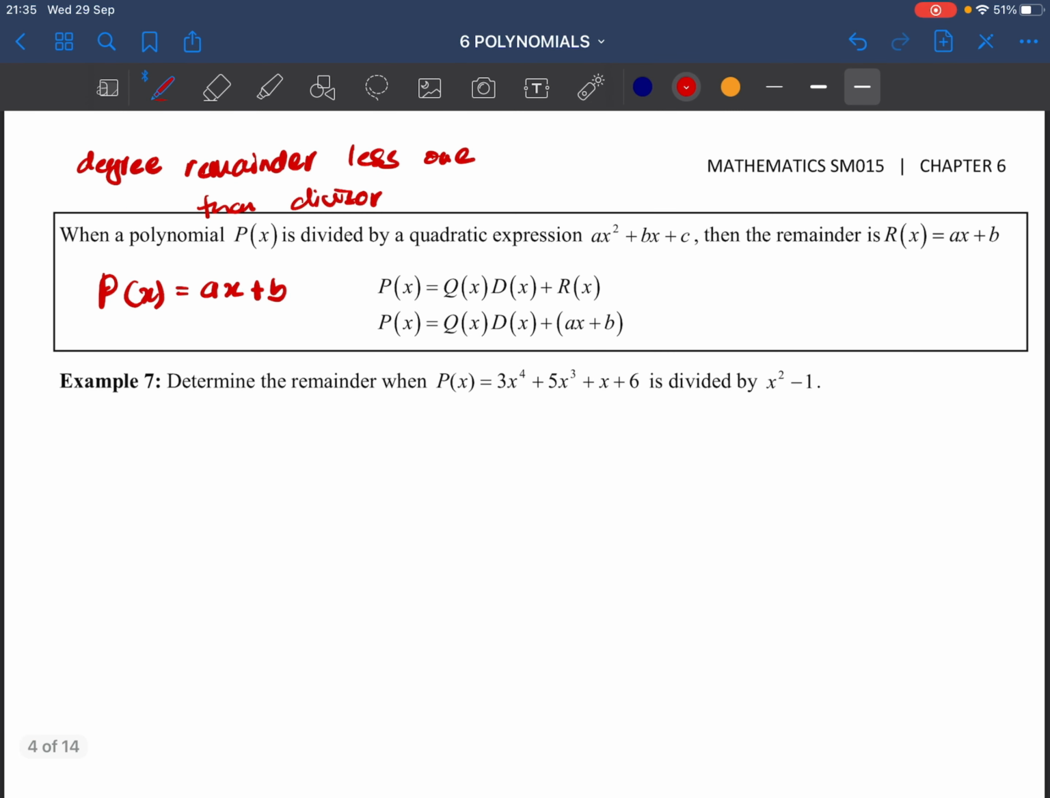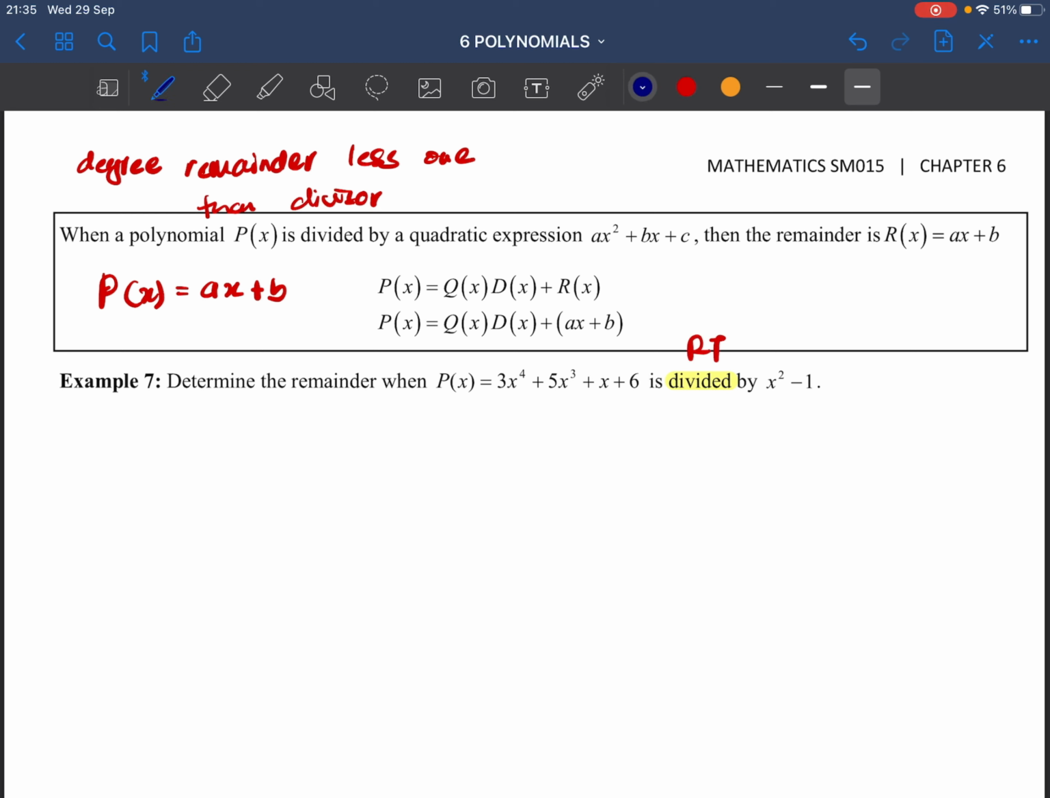Maybe kamu macam confused lagi sekarang. It's okay. So we have: determine the remainder when a polynomial is divided by x squared minus 1. So you know that you have to use the remainder theorem.